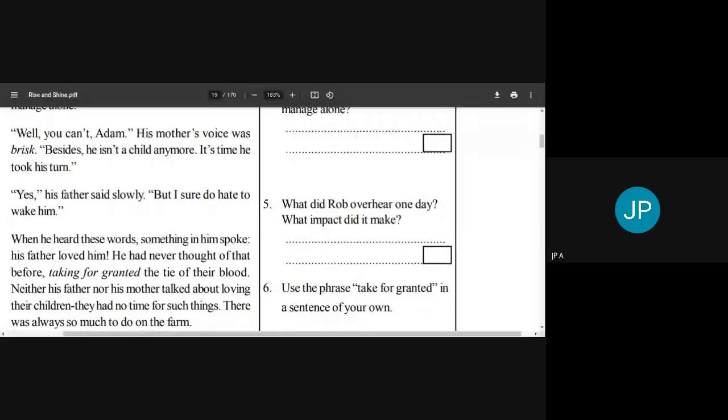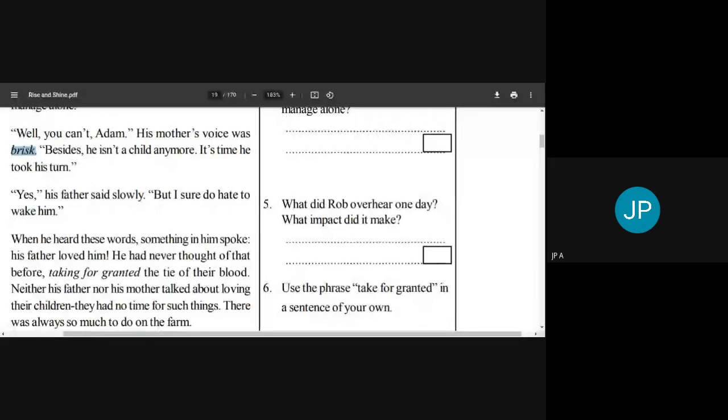So the mother's voice is brisk എന്ന് പറയുന്നുണ്ട്. ഇവിടെ brisk എന്ന് പറഞ്ഞു കഴിഞ്ഞാൽ ഷാർപ്പ് എന്നാണ്, വളരെ strong ആയിട്ടുള്ള റിപ്ലൈ. She is saying very strongly, very sharply. She says, no, you cannot avoid calling him. വിളിക്കണം, രാവിലെ വിളിക്കണം. കാരണം because he isn't a child anymore.